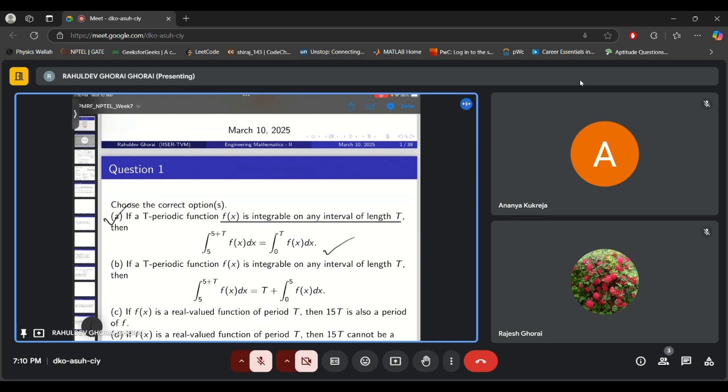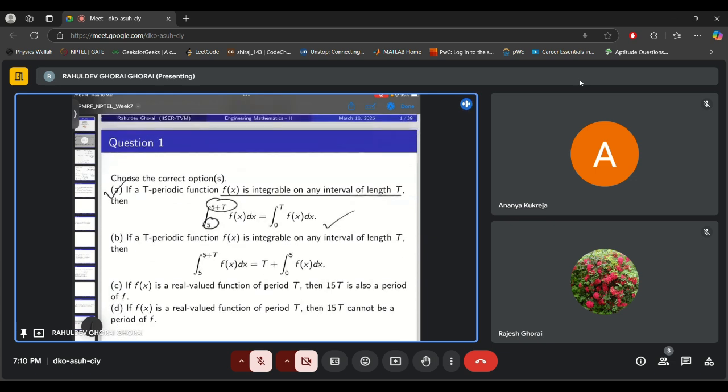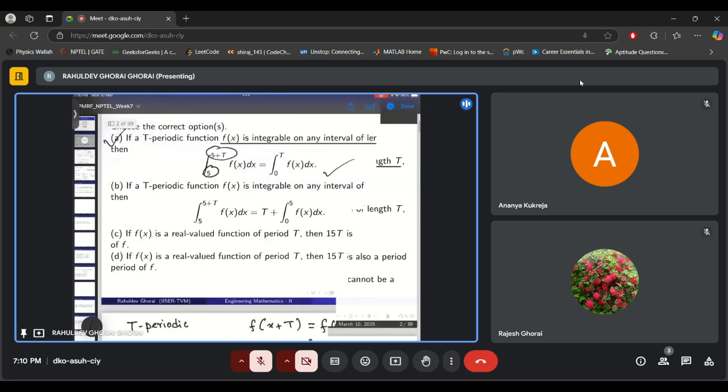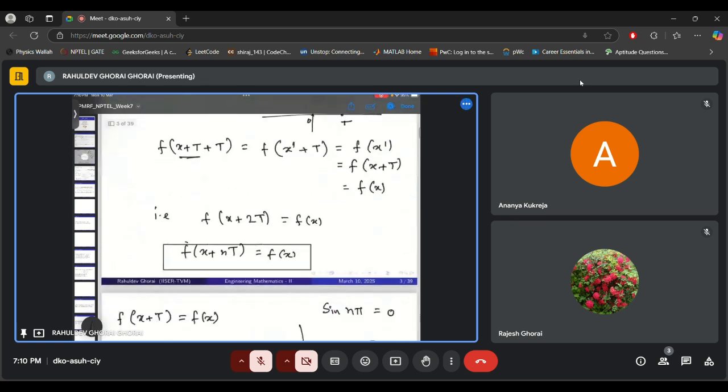So it does not matter from where to where you are integrating, but you have to integrate on an interval of length t, either 0 to t, or a translation of that, mainly 5 to 5 plus t, where you are translating by 5. Translation won't change the integration value because it is a periodic function. But if you take some other type of function, it will change, right?